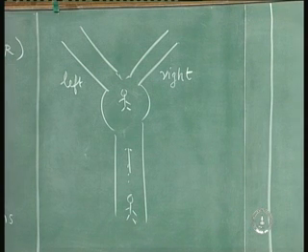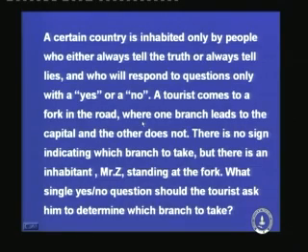A tourist comes to a fork in the road where one branch leads to the capital and the other does not. There is no sign indicating which branch to take, but there is an inhabitant, Mr. Izzard, standing at the fork. What single yes or no question should the tourist ask him to determine which branch to take?